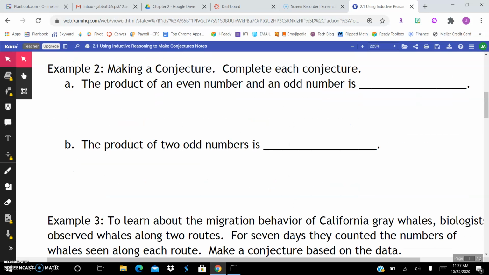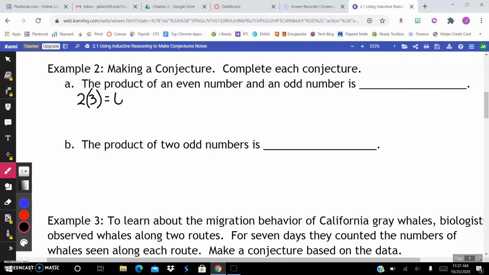So example 2, we have to make a conjecture. Complete each conjecture. The product of an even number and an odd number is what? Product means we're going to multiply. So we're just going to go through and pick. An even number would be 2, and then an odd number would be 3. So 2 times 3 is 6. If I pick another even number, let's say 4, and a different odd number, let's say 5, 4 times 5 would be 20.